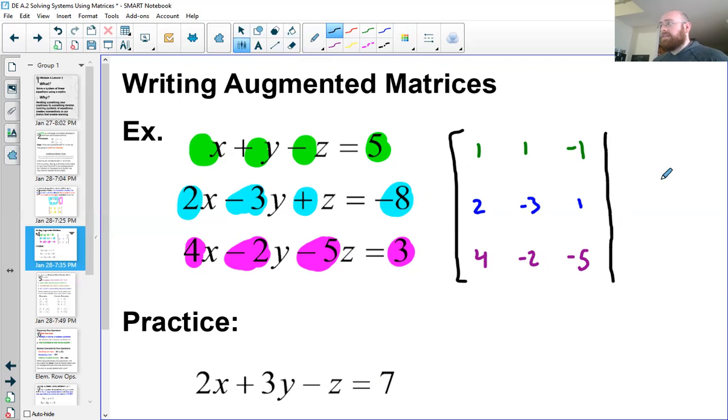Now we draw the line that augments our matrix. And I can draw the second bracket in now because I know how much space it's going to take to write one column of numbers. So we have 5, -8, and then +3. This is our augmented matrix.